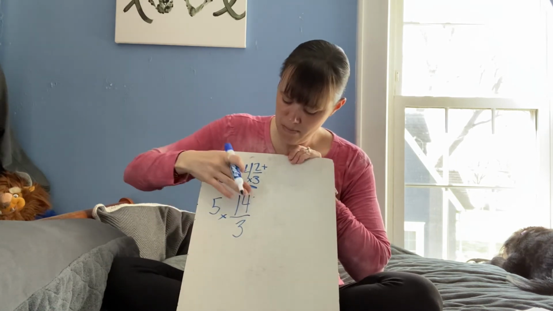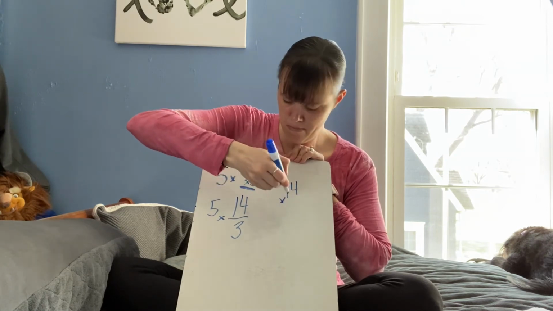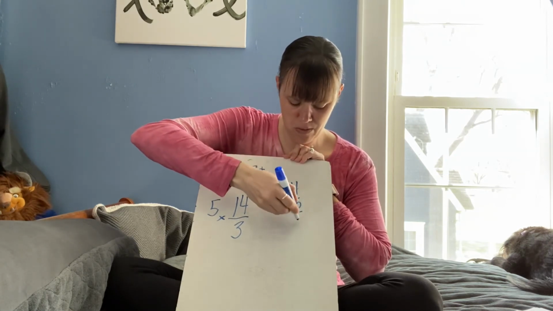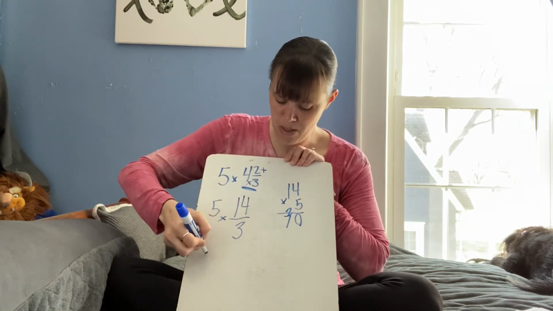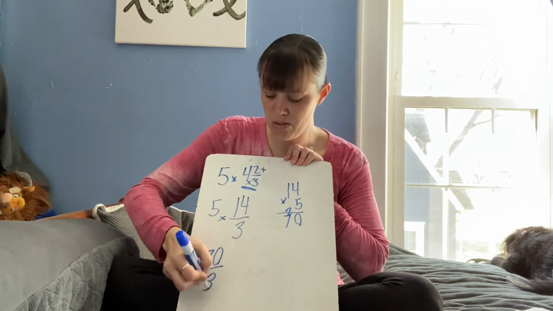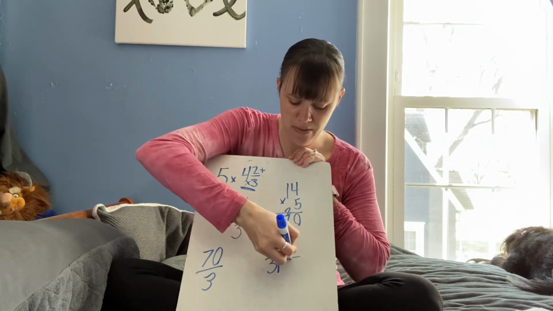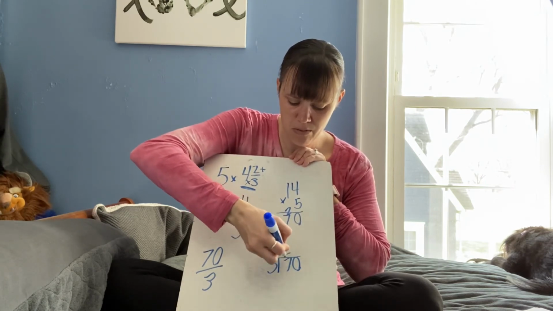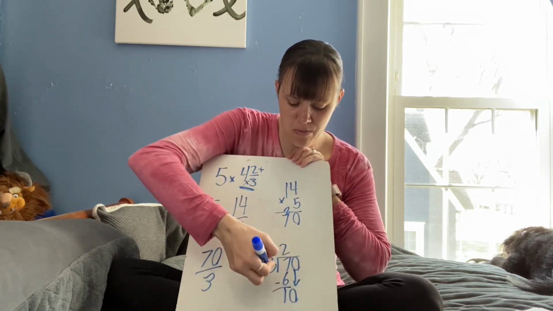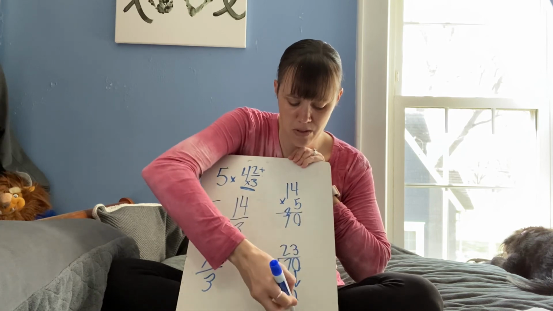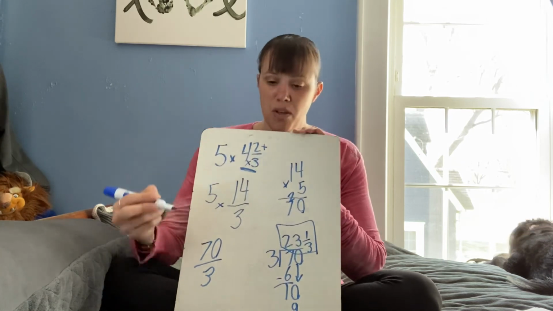Okay, and then we're supposed to multiply 5 times 14. 5 times 70. So that means we have 70/3, and then change it back to a mixed number. So 3 goes into 70. 3 goes into 7, 2. Bring down our 0. 3 goes into 10 3 times. 1/3. So here we do have the same answer.